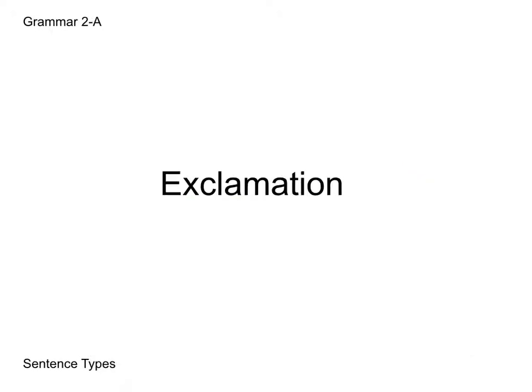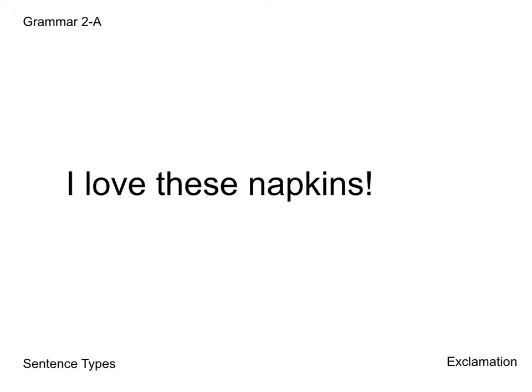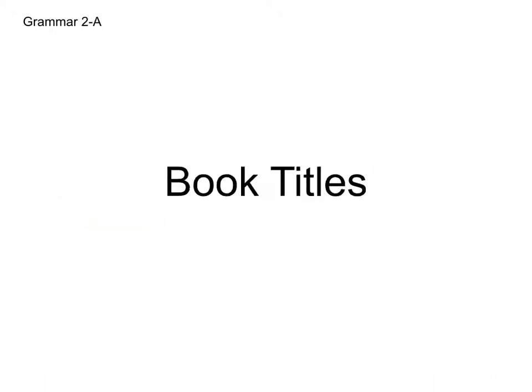Lastly, we have exclamation. An exclamation is a sentence that shows emotion. So in this sentence, we have, I love these napkins! And so we can see that we still have the subject and the verb provided, and we also have this sentence ending in an exclamation point. It's important to use the appropriate ending punctuation mark with the right sentence.